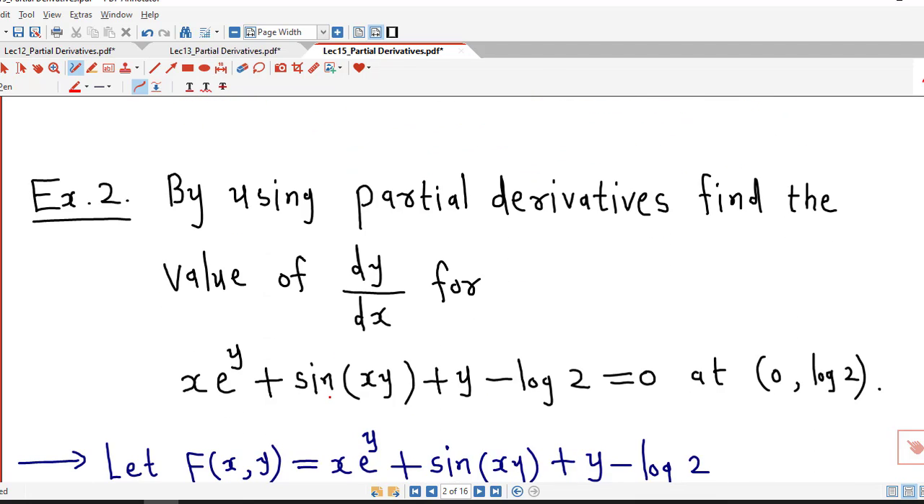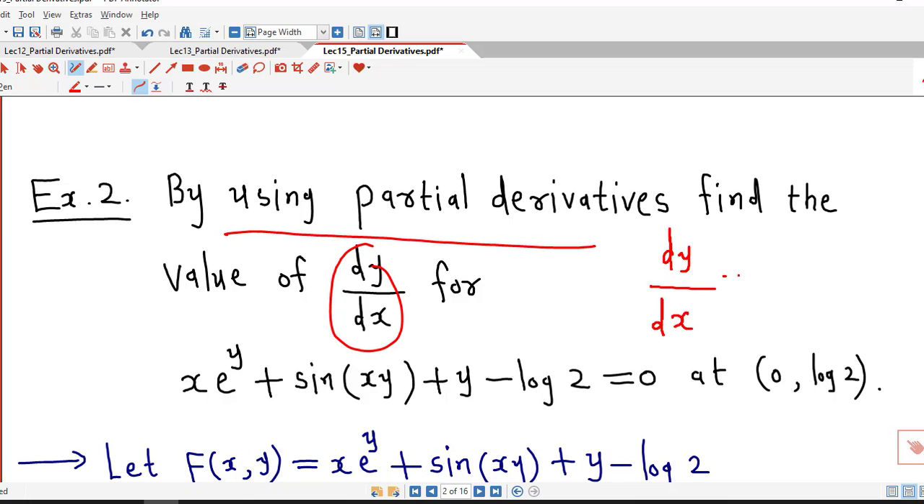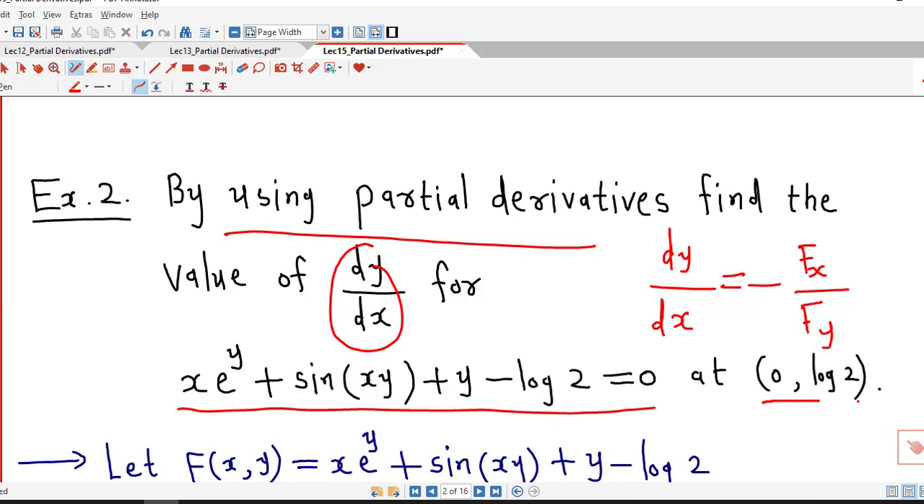We consider one more example. We are asked to find out dy by dx using partial derivatives. That is, we have to use this formula only. Dy by dx equal to minus fx over fy, and this is the relationship between x and y, and we have to find out dy by dx at x equal to 0, y equal to log 2.